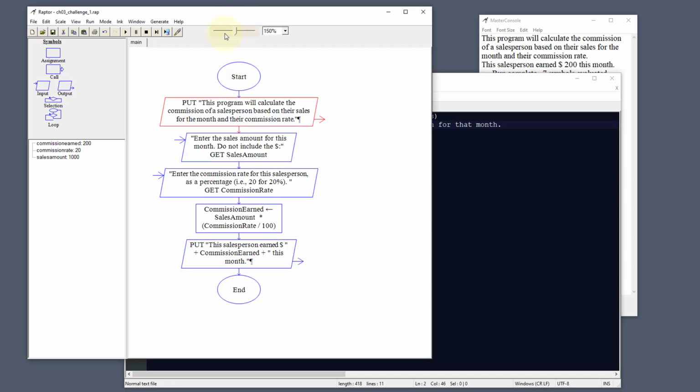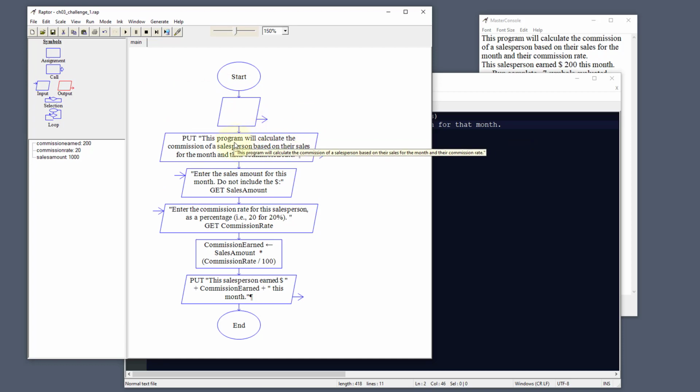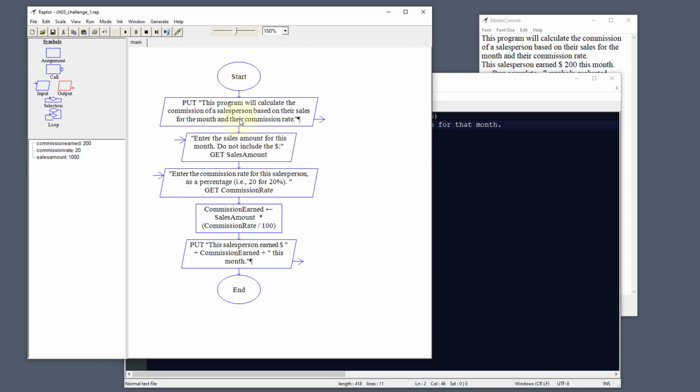So let's take a look at this. First we'll output to the user. We're going to say this program will calculate the commission of a salesperson based on their sales for the month and their commission rate. That's an output box. So we drag an output box onto there, and then we put that in there. So I'm going to delete that back out.